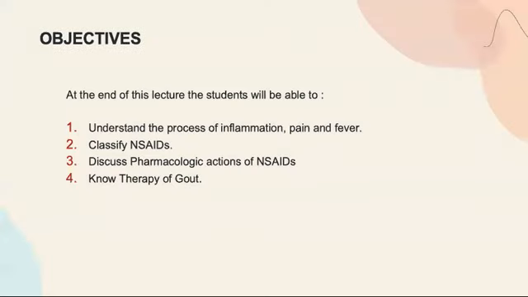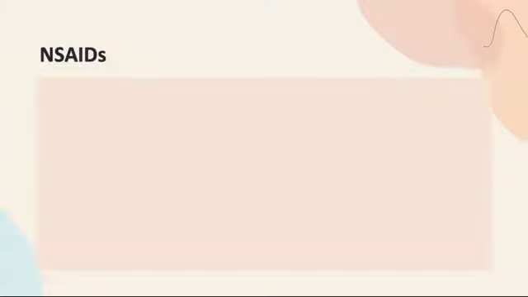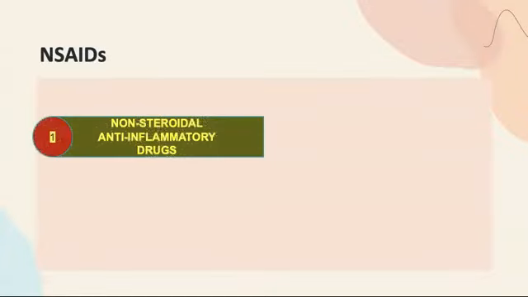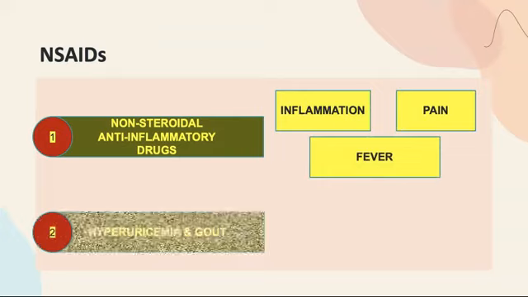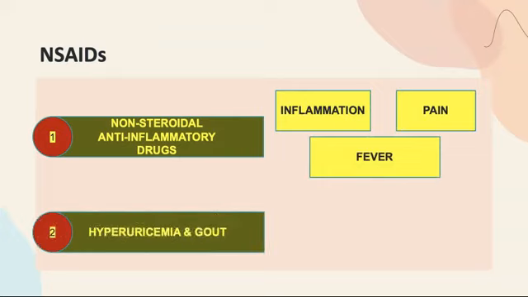Here are my objectives. This chapter discusses the non-steroidal anti-inflammatory drugs or NSAIDs, which are used to treat inflammation, pain, and fever. This chapter also discusses the drugs used for hyperuricemia and gout.